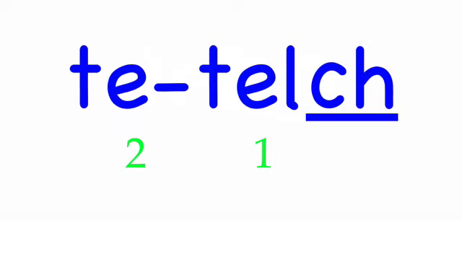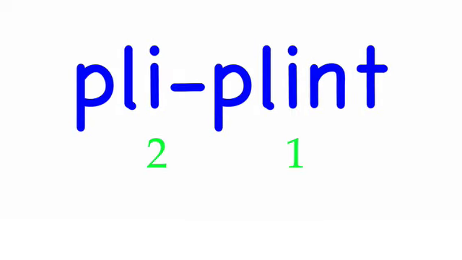Ply, plint. Ply, a nonsense word with 3 sounds: p, l, i. Plint, 5 sounds: p, l, i, n, t. Ply, plint.